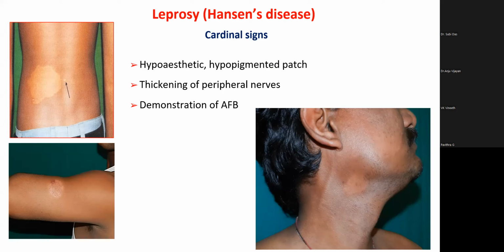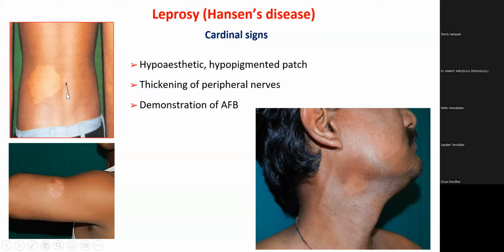So the first cardinal sign is a hypoesthetic hypopigmented patch. So there has to be a white hypopigmented patch, and over the patch, if you look for the sensations, there should be either loss of sensation or diminished sensation over the patch. The second, you can see here in these photographs, there are hypopigmented patches, and there's a small patch in the vicinity of the big patch, and this small patch is called a satellite lesion.